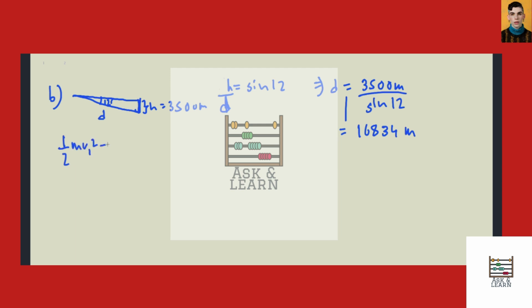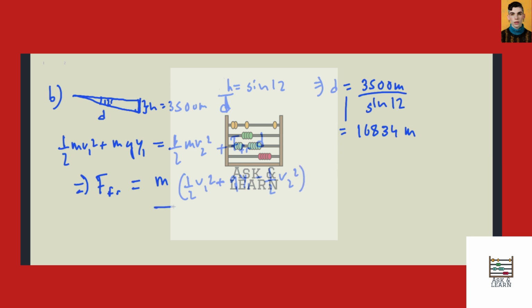Okay. Now we just do energy conservation. Initial energy is the same, 1/2 mv1 squared plus mgy1. Final kinetic energy is still 1/2 mv2 squared. But add to that, we have a force of friction times distance, which we just found. Therefore, force of friction is just, let's take m common, m times 1/2 v1 squared plus gy1 minus 1/2 v2 squared, over d. So let's just write it down like that, over d, right?